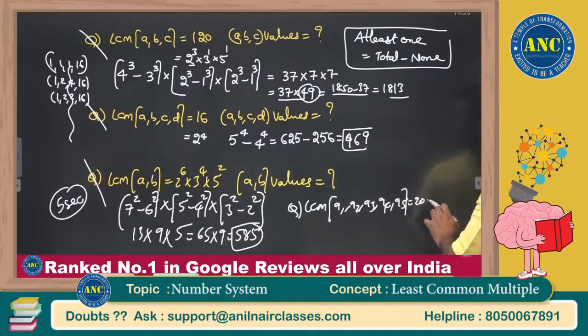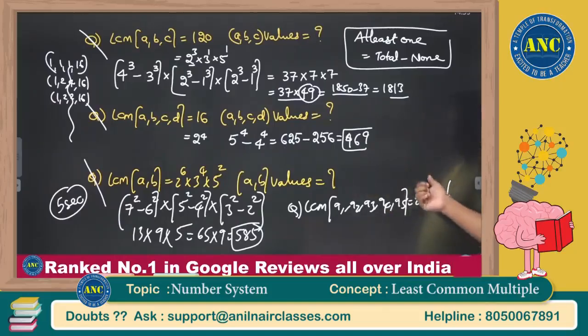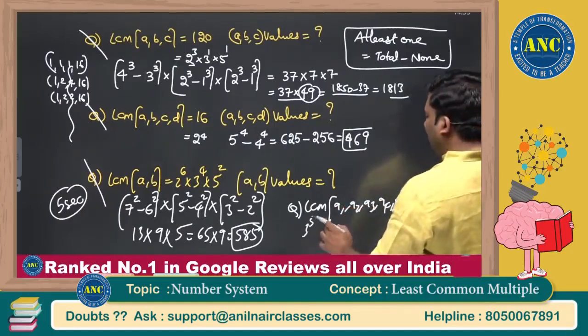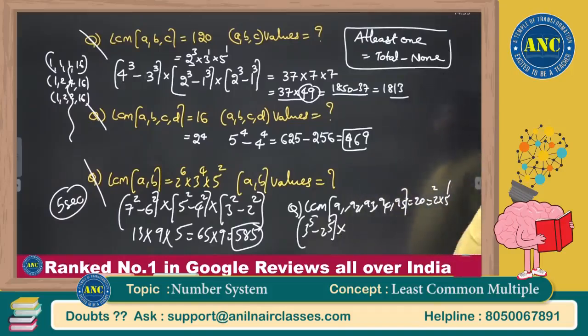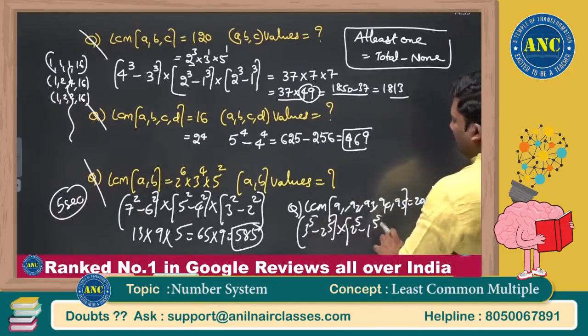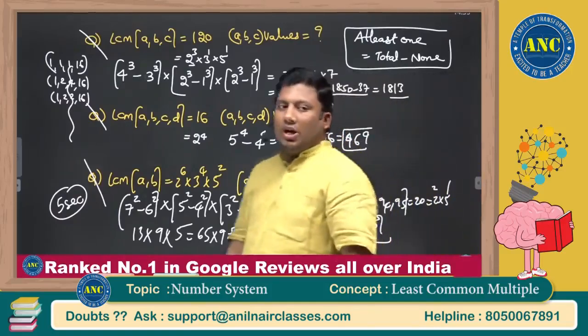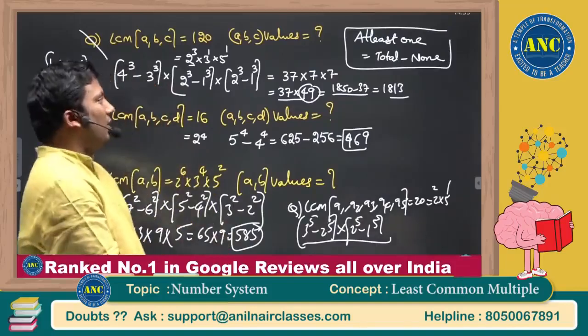Suppose it is 20. Tell me the answer. LCM of 5 variables is 20. 2 square, 0 to 2, 3 cases: 3 power 5 minus 2 power 5. Finish. 5 power 1, 0 to 1, 2 cases: 2 power 5 minus 1 power 5. Answer over: 3 power 5 minus 2 power 5 into 2 power 5 minus 1 power 5.